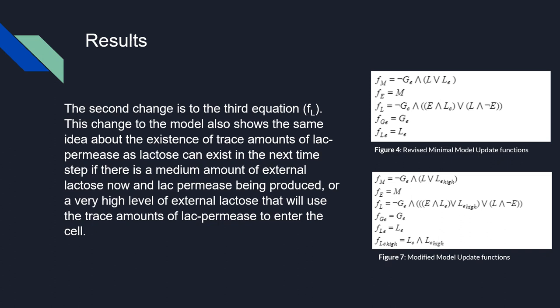The second modification is to the third update function, the update function for lactose. In order for lactose to be present in the next time step, there needs to be no external glucose and enzymes representing lac permease and external lactose, or high levels of external lactose, or internal lactose and no enzymes to break down that internal lactose. This shows the same idea that was presented on the last slide, that if there are trace amounts of lac permease, a large quantity of external lactose will still make its way into the cell.